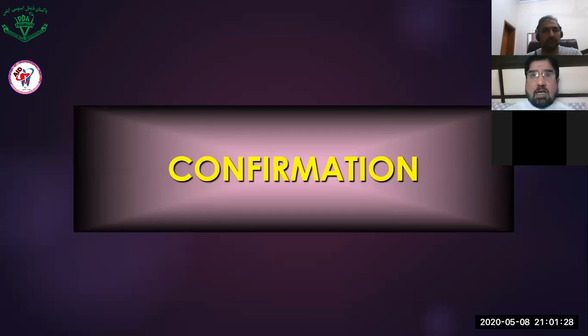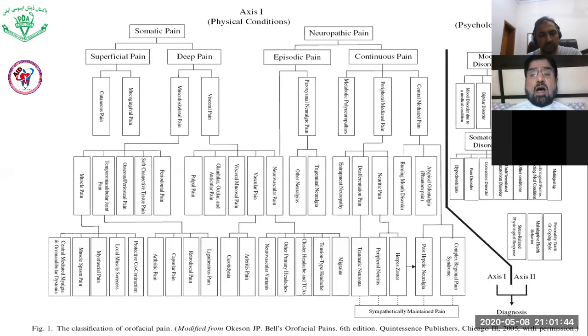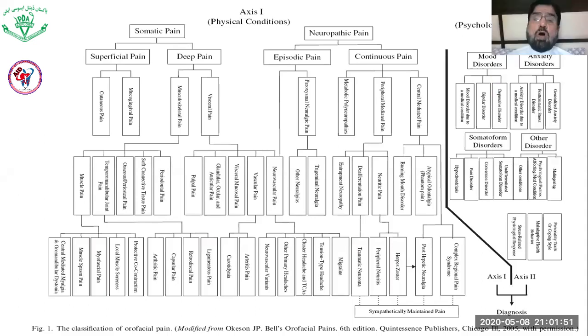I just covered it in the last slides of the diagnosis, but to recall the previous knowledge of the diagnosis, I hereby go for the confirmation first. Now, this is a very excellent chart where axis 1 and axis 2 are given. Axis 1 relates to the physical condition and axis 2 relates to the psychological condition. We are in the physical condition.